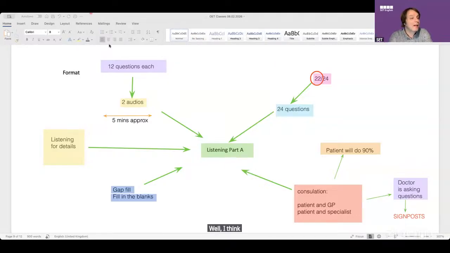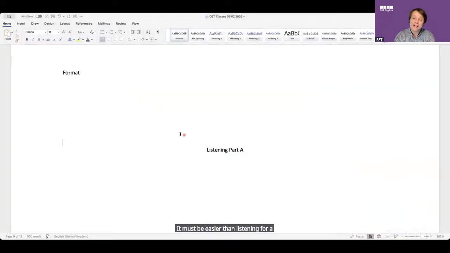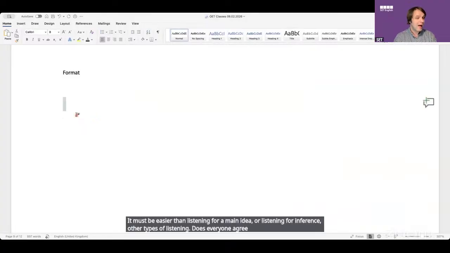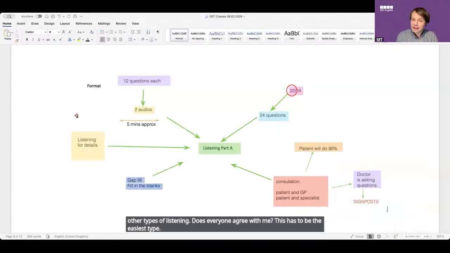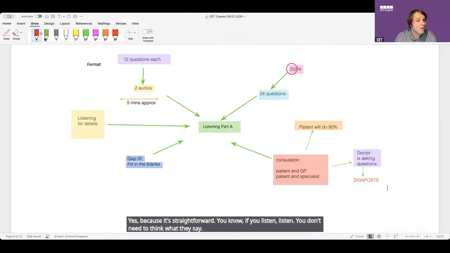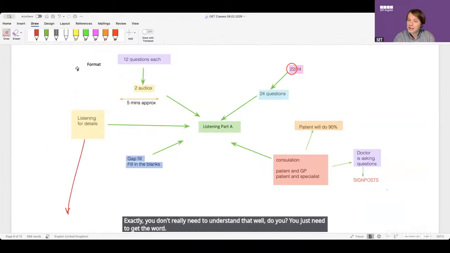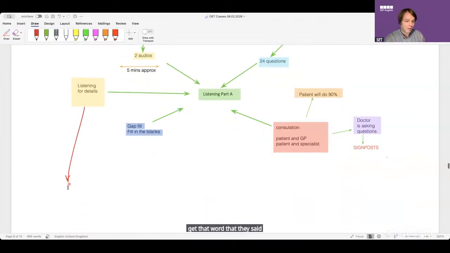Well, I think guys, it must be easier than listening for a main idea or listening for inference, other types of listening. Does everyone agree with me? This has to be the easiest type. Yes, because it's straightforward. You don't need to think about what they say. Exactly. You don't really need to understand that well, do you? You just need to get the word that they said and write it down. So this is straightforward listening.